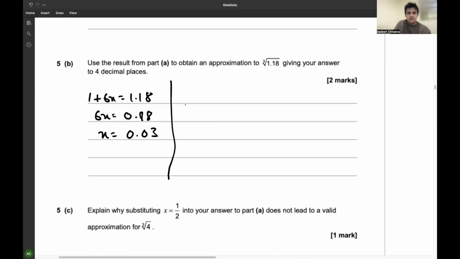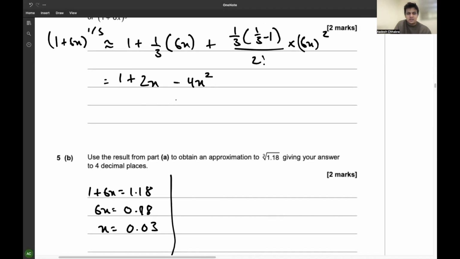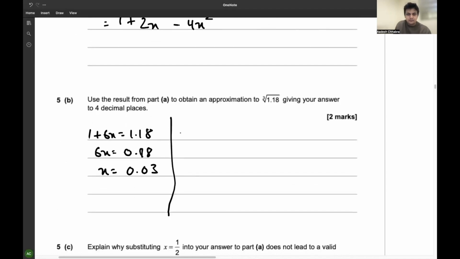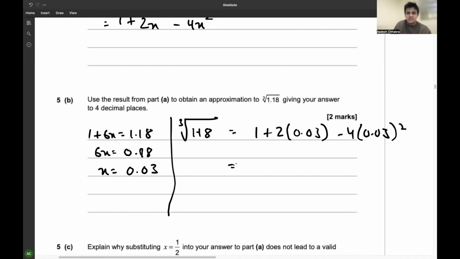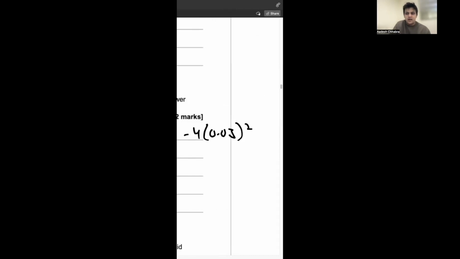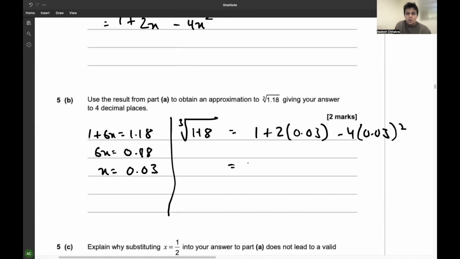Essentially, we know what our expansion is as well. So we can go ahead and substitute x equals 0.03 into our expansion. So essentially, what this looks like is 1.18 to the cube root is equal to 1 plus 2 into 0.03 minus 4 into 0.03 squared. Put this into your calculator, you will find the answer of 1.0564.